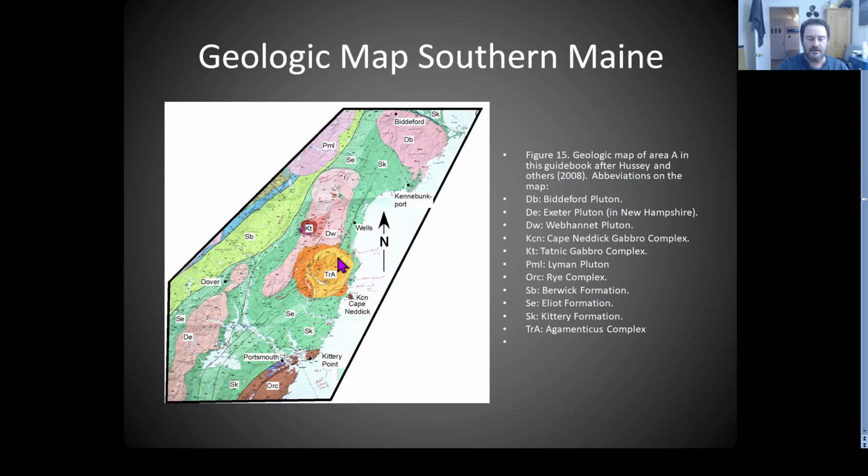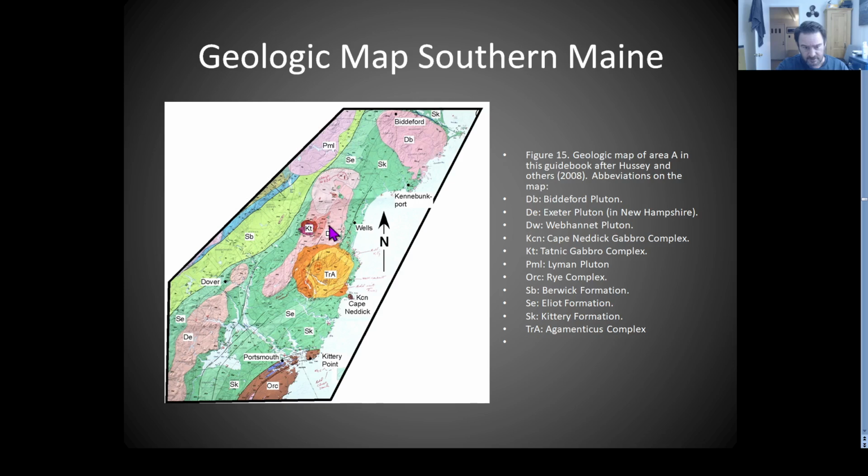is the Triassic Agamenticus complex. This is an intrusion that happened in the Triassic time, and it is completely unrelated to these plutons right here. These are Devonian. The pink are Devonian plutons, although this one is a Permian one. And then the sedimentary rocks are in green. So you've got the Berwick Formation, the Eliot Formation, and the Kittery Formation, which are all fairly similar.